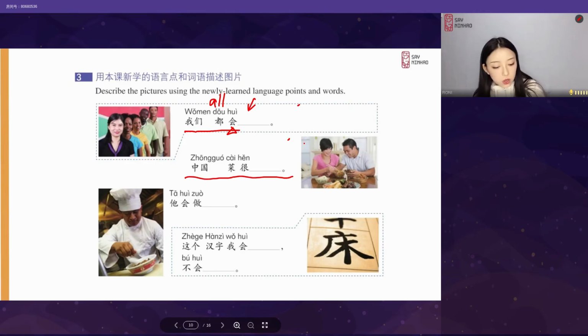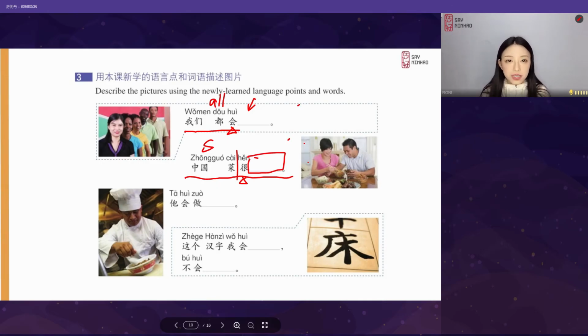Okay, next one, 中国菜很. 中国菜 is the subject, and here is 很, which means very, an adverb of degree. And what can we put after it? An adjective, right? Let's try to put an adjective. 中国菜 is a dish, so we can use 好吃 to describe it. So 中国菜很好吃. And 很好吃 is acting as a predicate in this sentence. Okay, next one. 他会做 what?